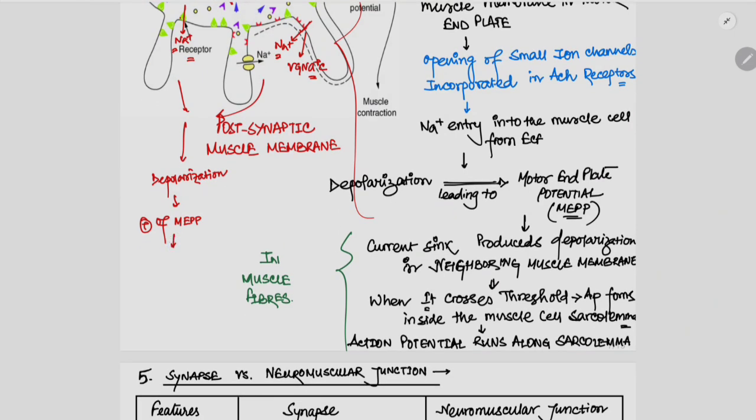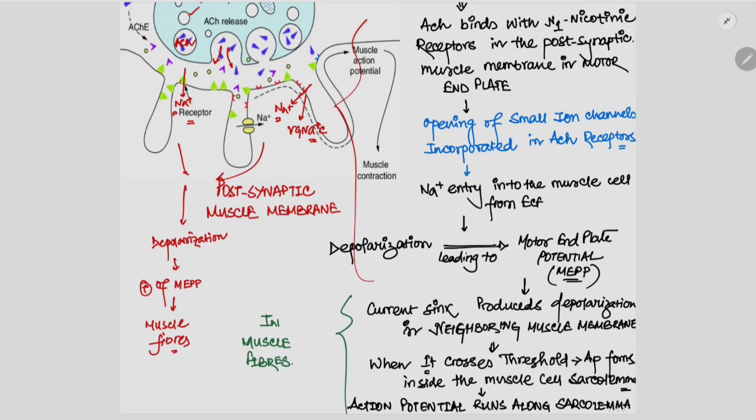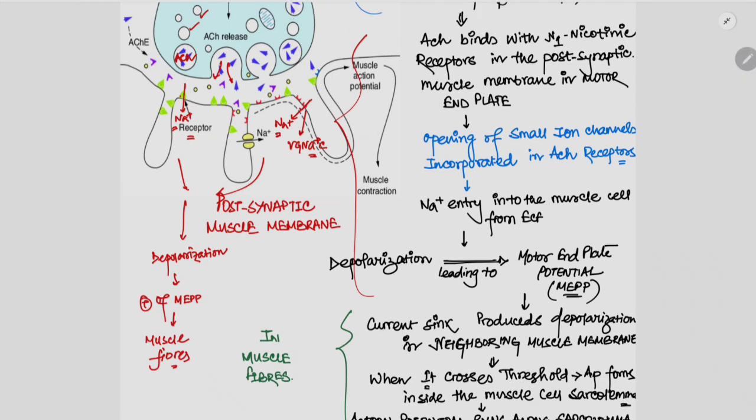Then it goes to the neighboring muscle fibers and forms the action potential in those muscle fibers and runs along the sarcolemma. That is the main concept of neuromuscular transmission and the first part of excitation contraction coupling, which we will understand later. This is a very important concept of neuromuscular transmission. It comes as a short note in your exams, and you need to understand this topic very well.